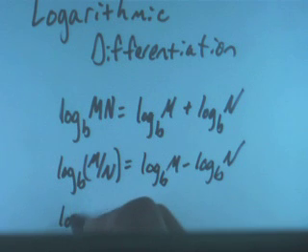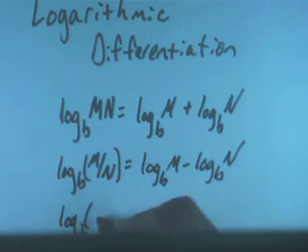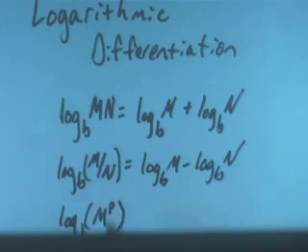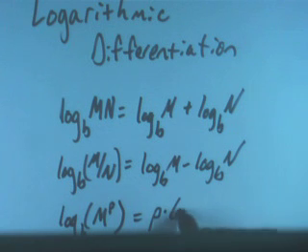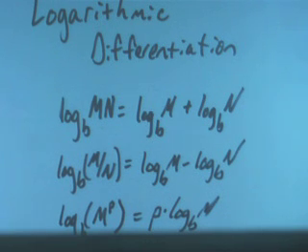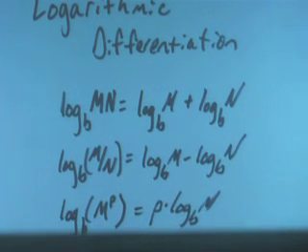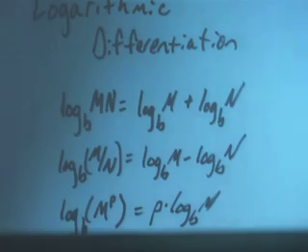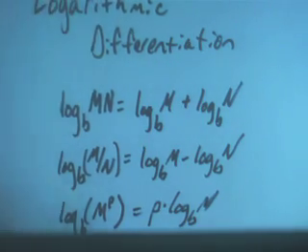And that the logarithm of an exponentiation, such as if the argument was m raised to the p exponent, is equal to p times log base b of the former argument without the exponent. So we'll be using those properties of logarithms in order to help simplify the differentiation process.